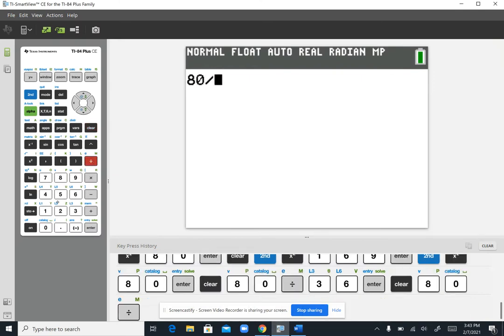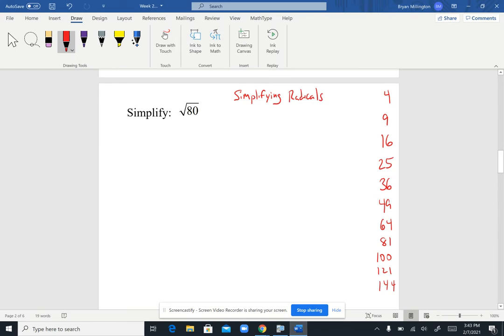80 divided by 16 goes in 5 times. So we're allowed to break this down and say square root of 16 times square root of 5. What is the square root of 16? The square root of 16 is 4. So 4 root 5. 5 isn't a perfect square, so that has to stay in the radical. This is called an exact radical answer, or a simplified radical answer.